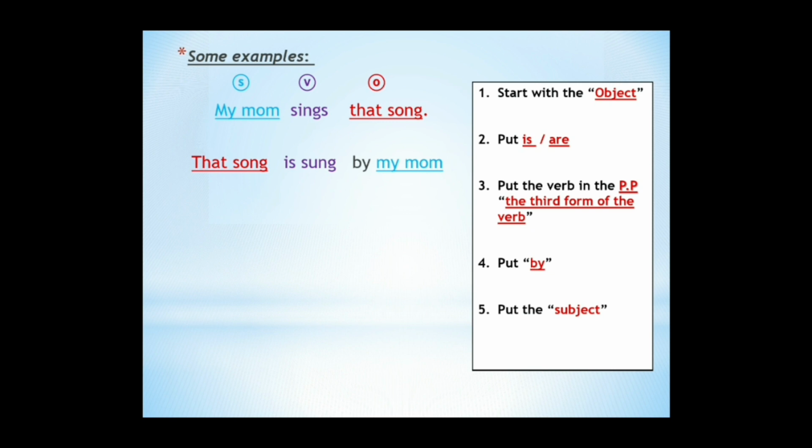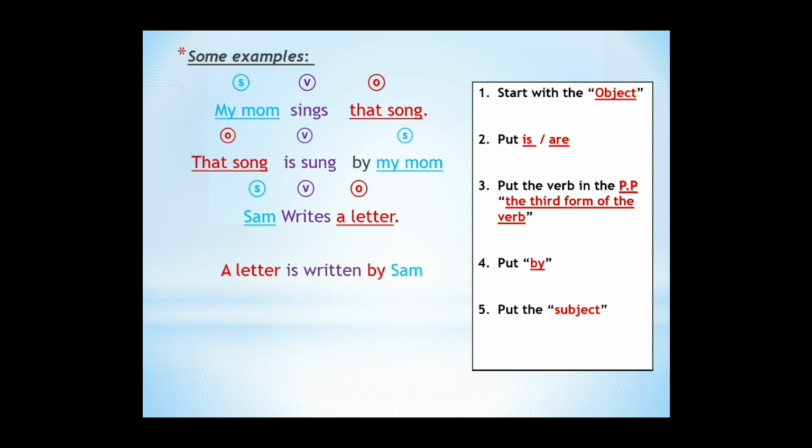Let's have another example. Sam writes a letter. Sam is the subject, writes is the verb, and letter is the object. We're going to start with the object, which is a letter. A letter takes is or are. It's one, so it takes is. And the past participle of writes is written. Then you put the word by, then you put the subject, which is Sam. A letter is written by Sam. Object, verb, subject.